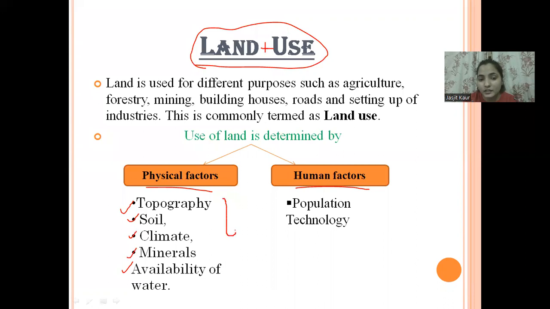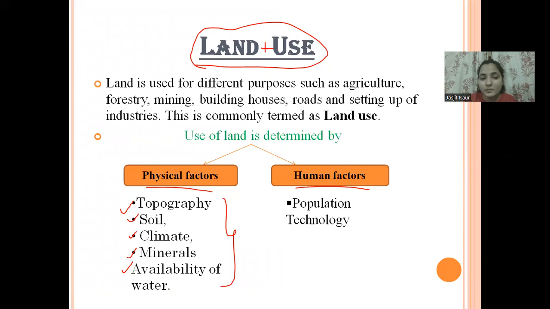So these are the factors which are responsible for how we use one particular land for different uses. Suppose we have topography: if we have a mountain area, we can use this land for terrace farming. If we have a plain area, we can construct our houses in this area, or we can establish different industries here. And the second is soil.